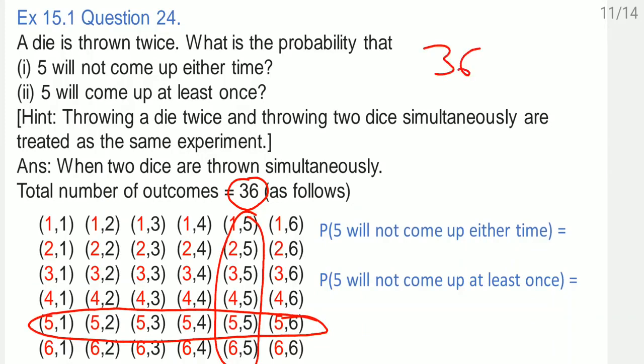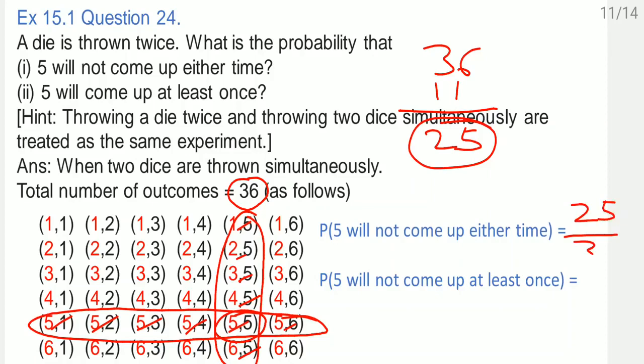Now out of that, how many have we removed? 1, 2, 3, 4, 5, 6, 7, 8, 9, 10 and 11. This outcome the second time I will not count, only once I will count. So 11 outcomes are there. I will just remove them. So how many are left? 25. So 25 outcomes are there where 5 is not present. So the probability is 25 by 36.